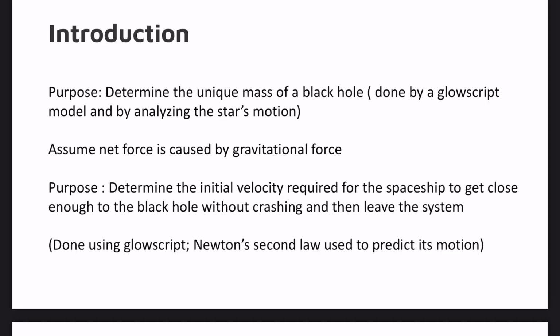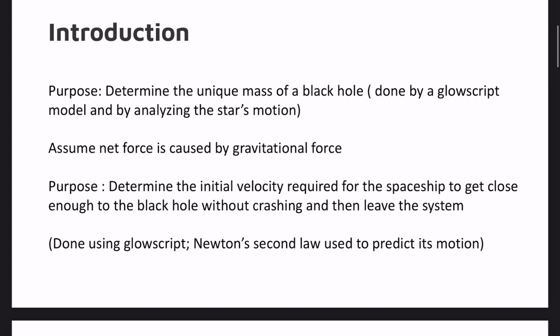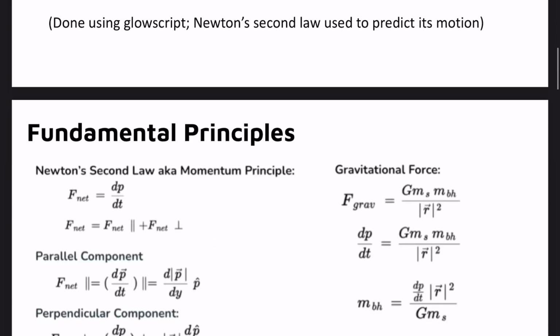Force is caused by the gravitational force of the star. The purpose of the second part of this assignment is to determine the initial velocity required for the spaceship to get close enough to the black hole without crashing and then leave the system. This is also done using GlowScript and uses Newton's second law to predict its motion.